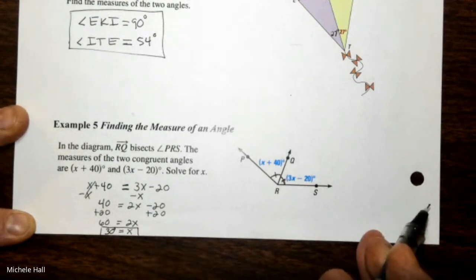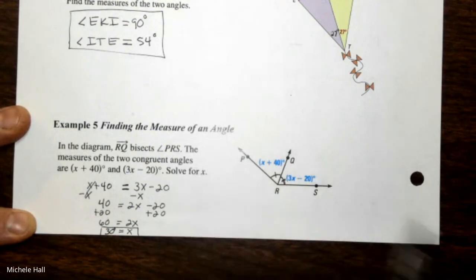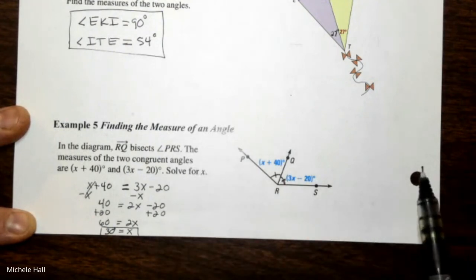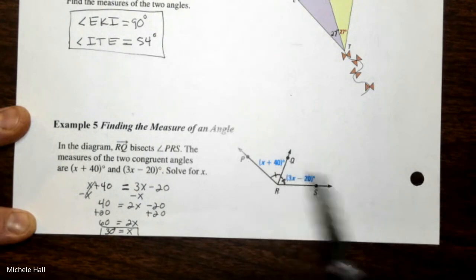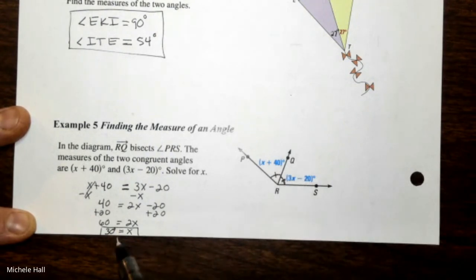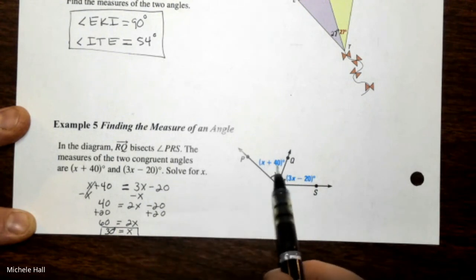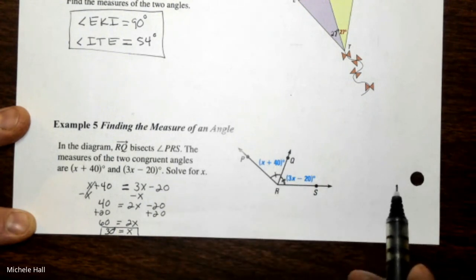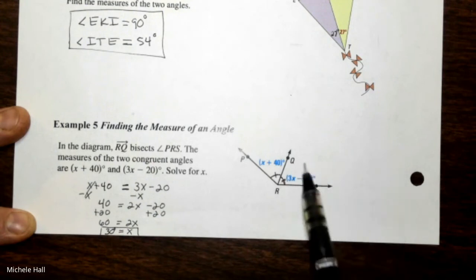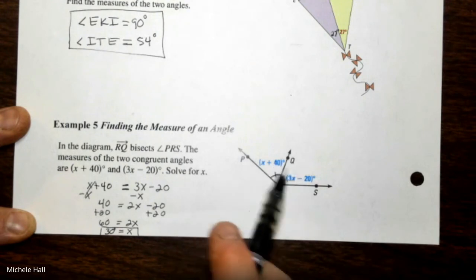Read the directions. Are we looking for an angle or are we solving for x? Solve for x. If I wanted to know how much angle PRQ is, how much would it be? X is 30. 30 plus 40 is 70. If I wanted to know how much QRS is, how much would that angle be? It would also be 70 because they are congruent to each other.